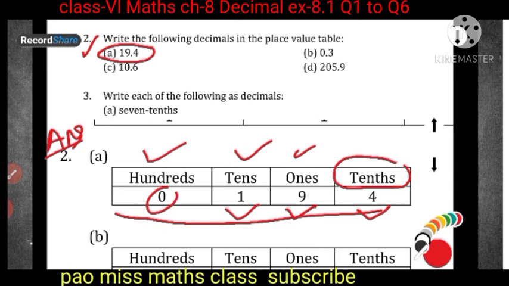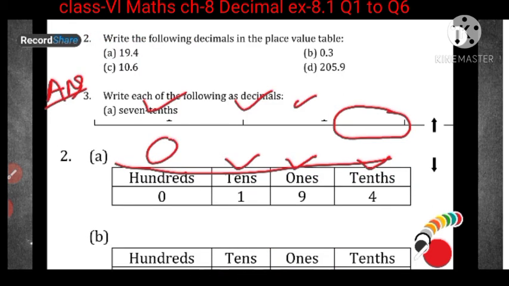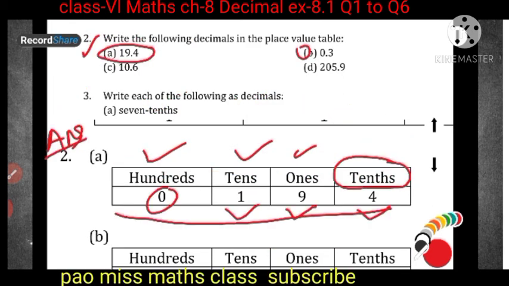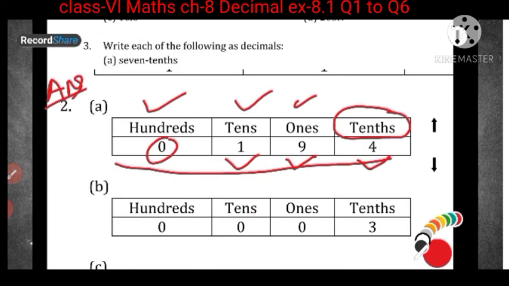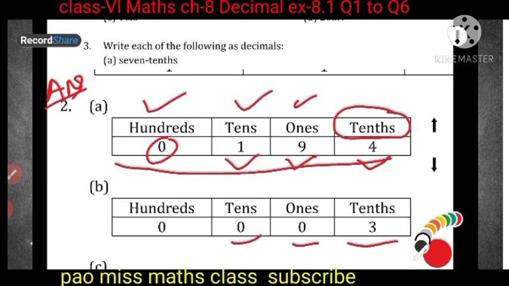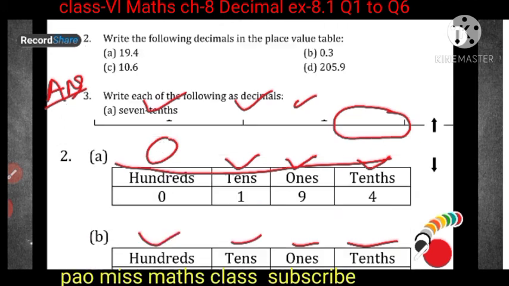Now next one is given what? 0.3. So 0.3 means what? 3 will be in which place? Because 3 is after decimal, isn't it? 3 is after decimal, so 3 will be in tenth place. Okay, then 1 place will be 0, and 10 place will also be 0, and 100 place will also be 0.